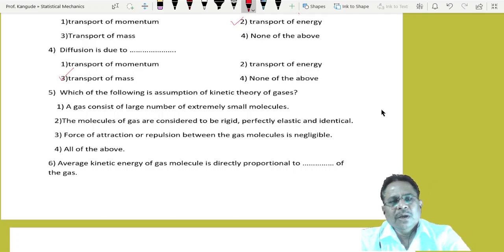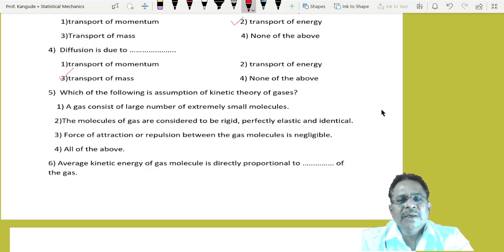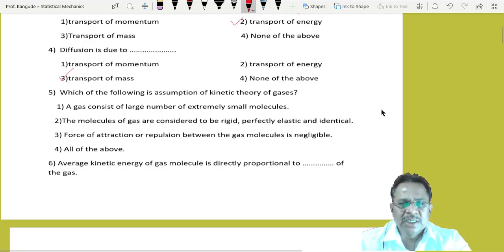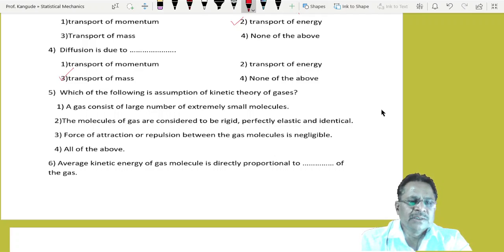Then fifth question, which of the following is an assumption of the kinetic theory of gases? There are four options given. So let's check one. A gas consists of a large number of extremely small molecules. That is one of the assumptions. The molecules of gas are considered to be rigid, perfectly elastic, and identical. That is also true. Then the force of attraction or repulsion between the gas molecules is negligible. That is what we say, that whatever potential exists between them is simply zero, so there is no force of attraction or repulsion, or it is almost negligible. So all of the above are the basic assumptions of the kinetic theory of gases. Therefore question 5, answer 4 is the correct one.